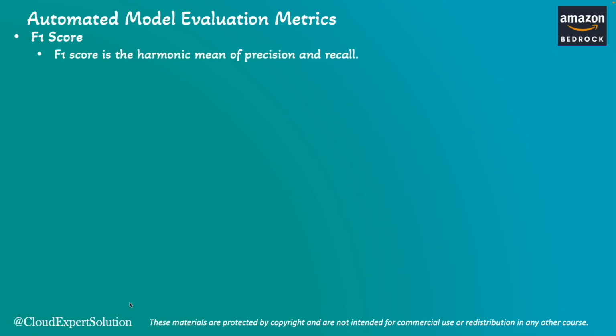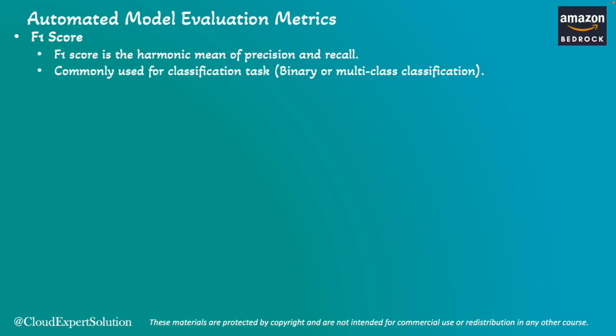The next evaluation metric is F1 score. F1 score is the harmonic mean of precision and recall, and F1 score is commonly used for classification tasks like binary classification and multi-class classification. As an example, you can use F1 score when you have a use case like spam detection or sentiment analysis, all those binary or multi-class classification use cases.